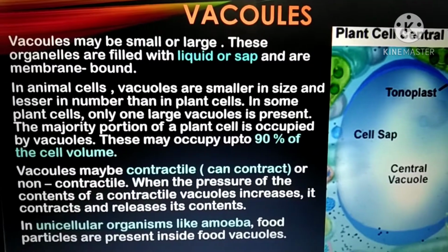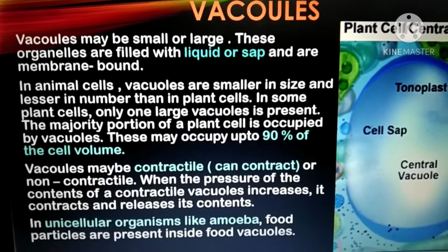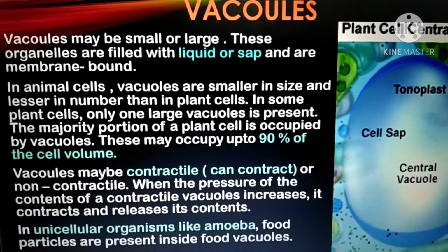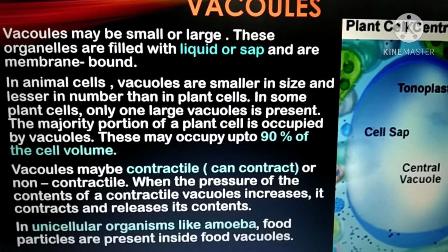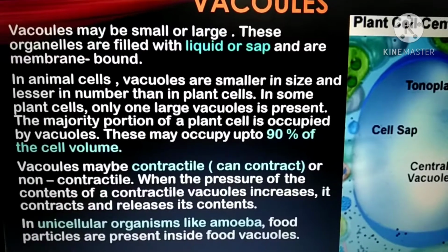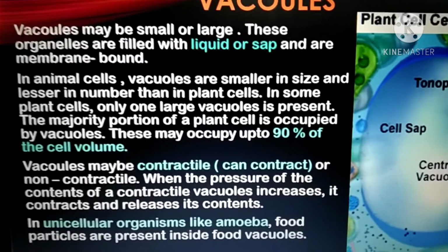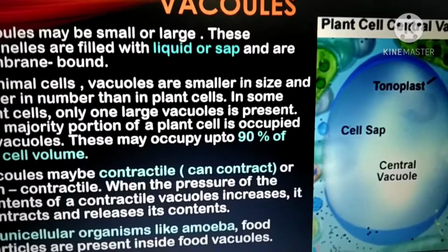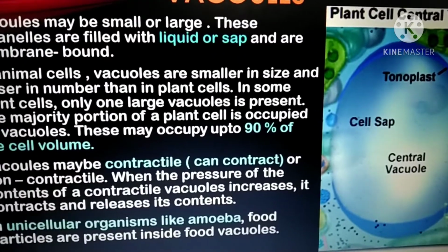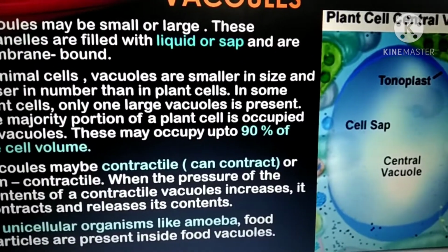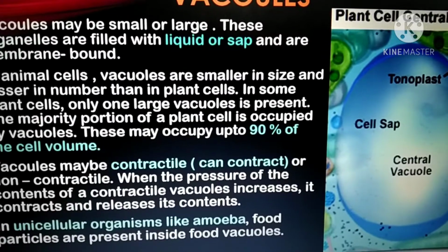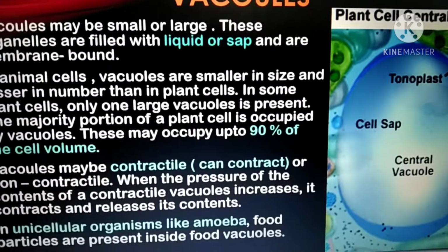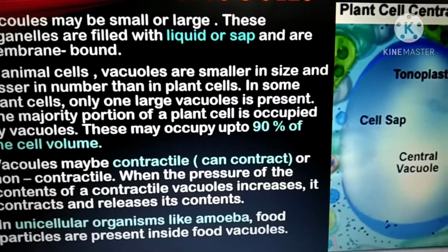Our today's shell organelle that we are going to discuss is vacuoles. Vacuoles may be small or large. These organelles are filled with liquid or sap and are membrane bound. And the membrane of a vacuole is called tonoplast, as you can see in the diagram beside. And the sap that is filled inside the vacuole, inside the tonoplast, is called cell sap.